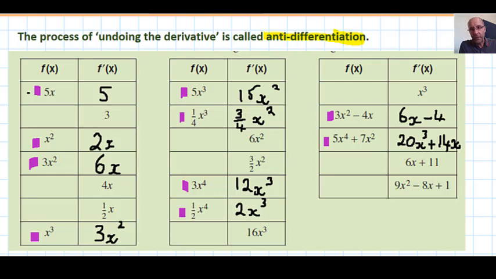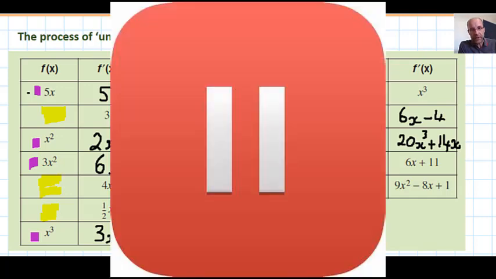How about going backwards? What I'd like you to do now is pause the video again, and it's important that you do this. I would like you to answer what should go in each of these spaces in yellow. Now you can see that the derivative f dash of x is already provided, but what would have been the original function? So you have several there to do. So pause the video, do them, and then compare them with my answers in a moment.